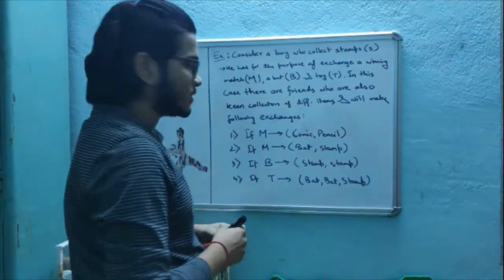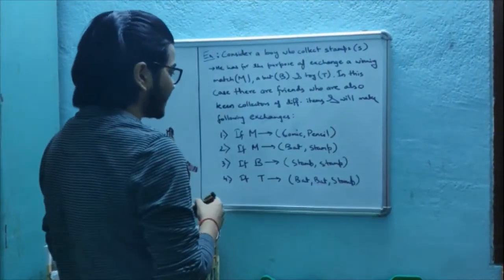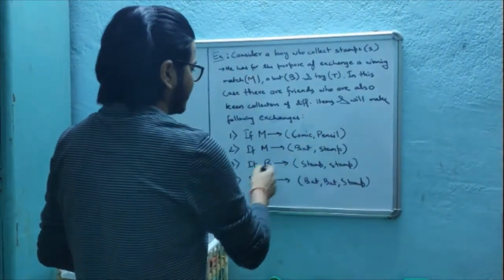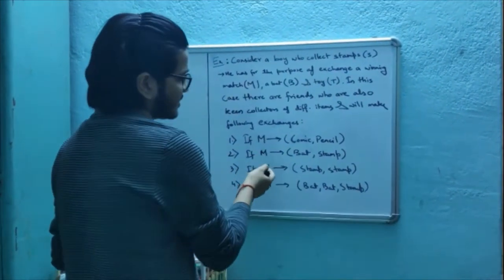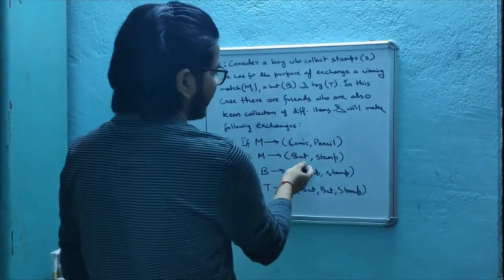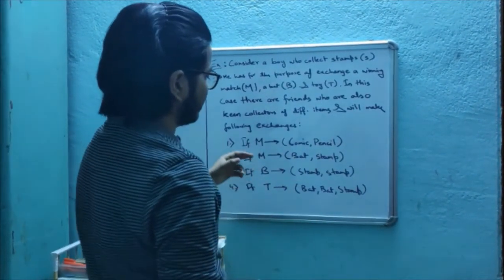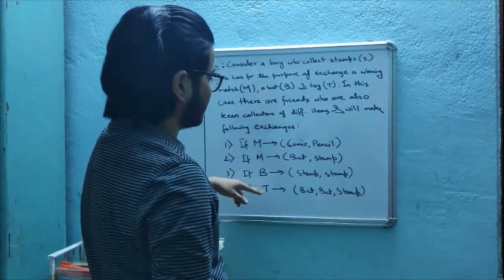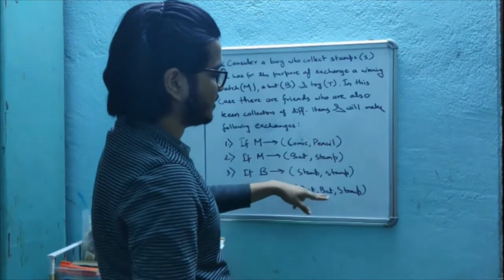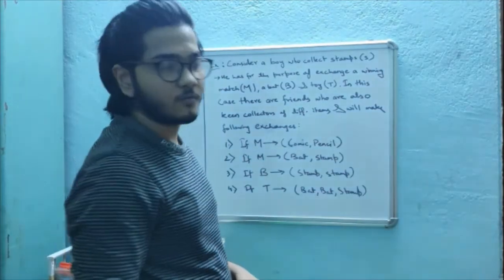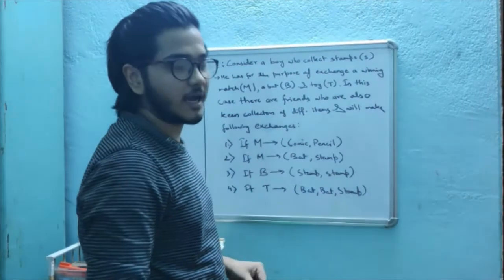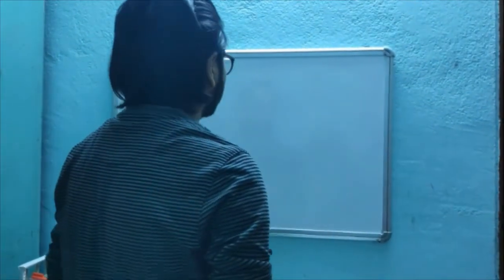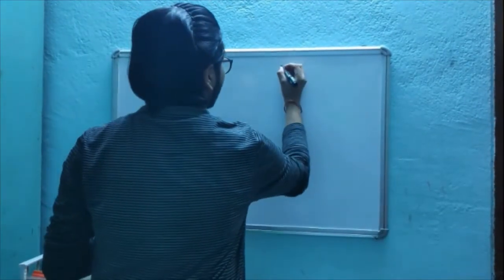The condition is we can exchange a match for comic and pencil. We can exchange match for bat and stamp also, and for bat we can exchange stamp and stamp, and for toy we can exchange bat and stamp. So let's see how we can solve this question using an AND-OR graph. Start. Let's take the initial nodes as MBT: match, bat and toy.